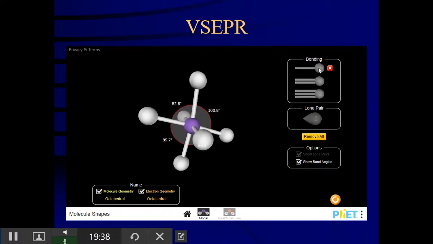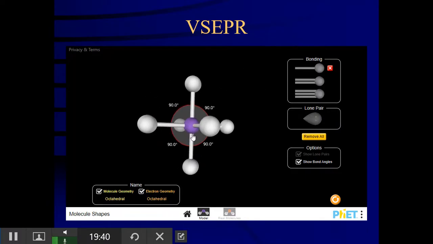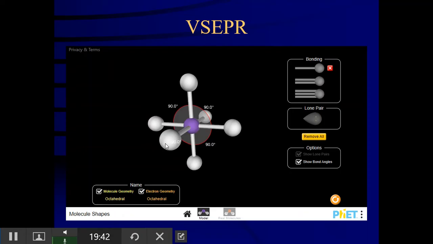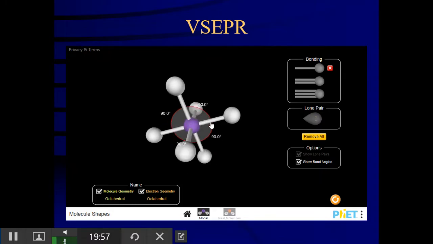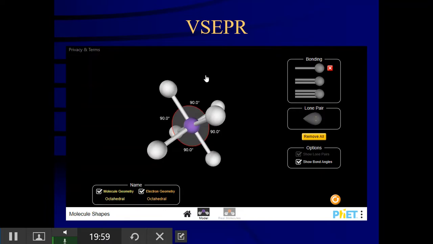Now, if you have 6 electron domains, I can give you an example like sulfur hexafluoride, SF6. It would look like this. 6 electron domains. This is called octahedral, and it's 90 degrees all around, no matter how you look at it.